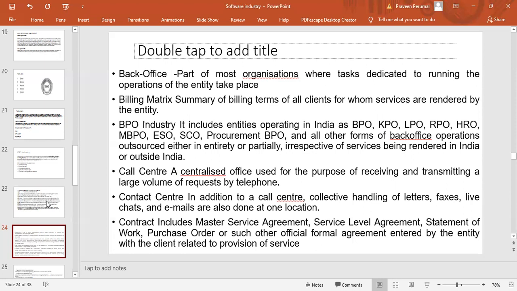Call center is a centralized office for the purpose of receiving and transmitting a large volume of requests by telephone. Contact center, in addition to call center, collective handling of letters, faxes, live chats, and emails are also done at one location. Now, contract is said to be a master agreement, service level agreement. It includes statement of work, purchase order, or other official formal agreement entered by the entity with the client related to provision of service.